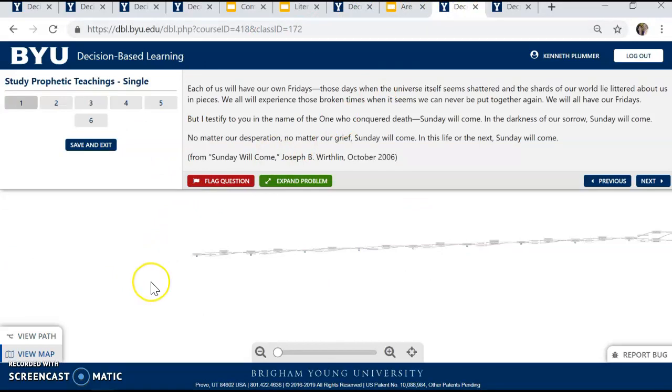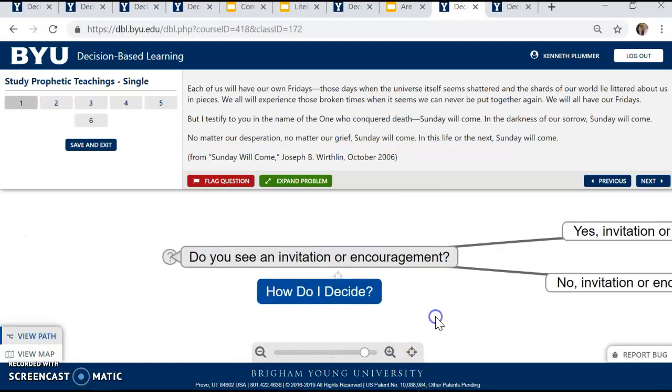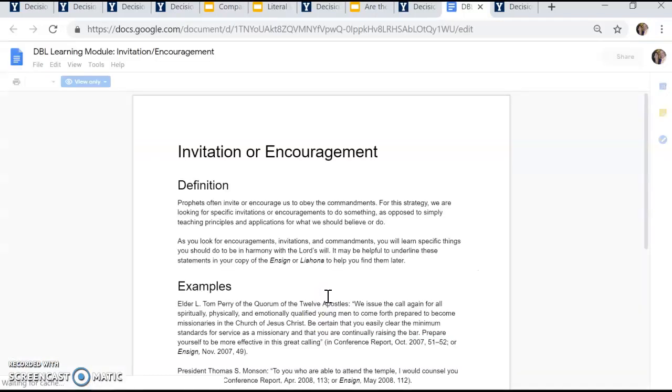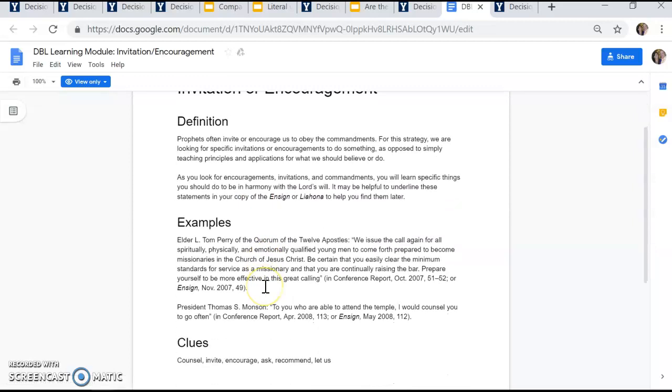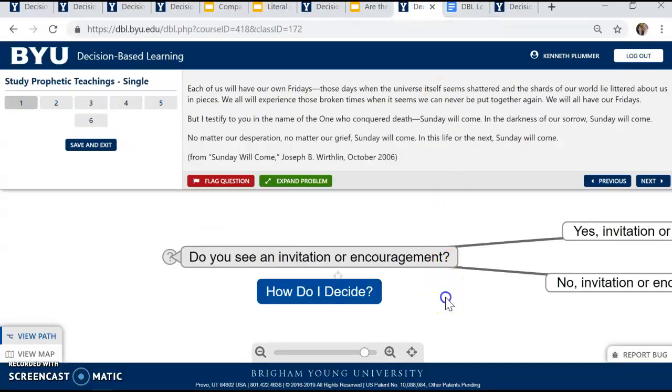So here is one from a religion course. It's Teachings of the Living Prophets. And in this case, the students will read a passage from a church leader's talk, and then they'll start with a question. Do you see, for example here, an invitation or encouragement? And so through the how do I decide, they learn what that means. They look at examples, and they look at clues that they would find in the passage that would determine if there is an invitation or not.